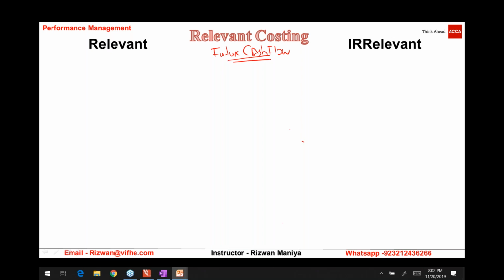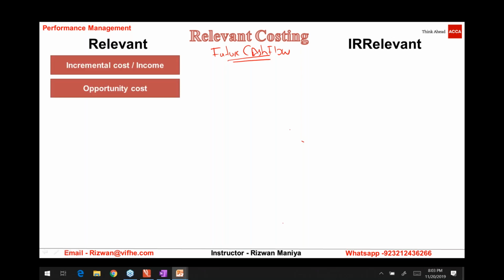So any future cash flow that results directly because of the decision is known as a relevant cash flow. You need to remember, for cash flow to be relevant, it is important that it should be a future cash flow. So I hope this is clear. Now, there are two things. Whenever you need to decide whether a cash flow is relevant or not, it's very simple. The first thing is, for any cash flow to be a relevant cash flow, it should be an incremental cost or an incremental income. So any incremental cost or income is known as a relevant cash flow.